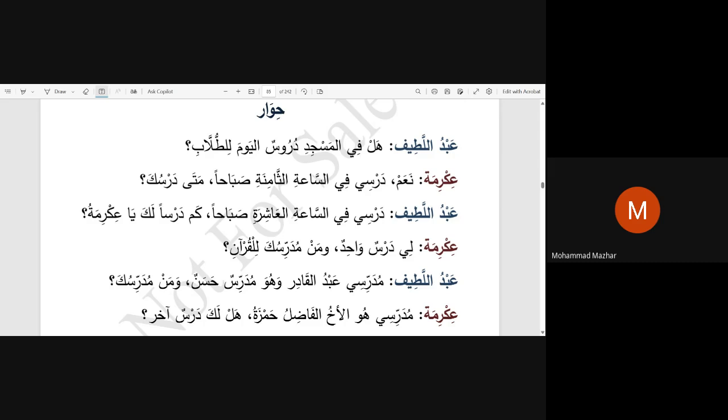Let me take 30 seconds to digress. Ikrima is the freed slave of Abdullah ibn Abbas. Islam has made slaves the most knowledgeable people in the world. Abdullah ibn Umar had a slave called Nafi, and he was the biggest of the ulama of his time.